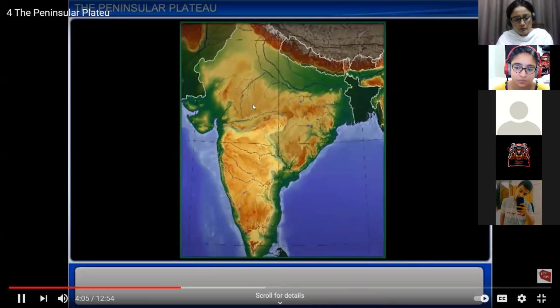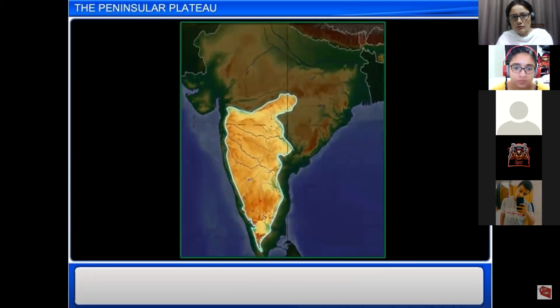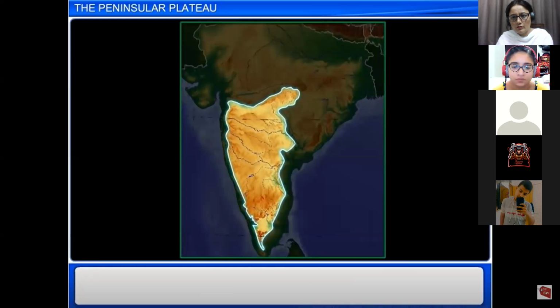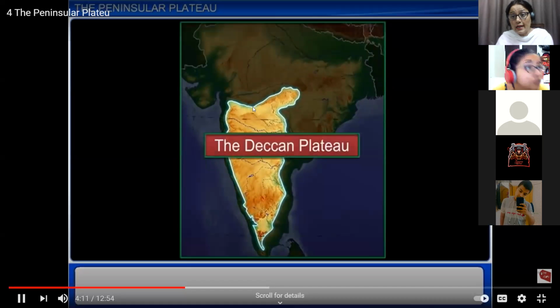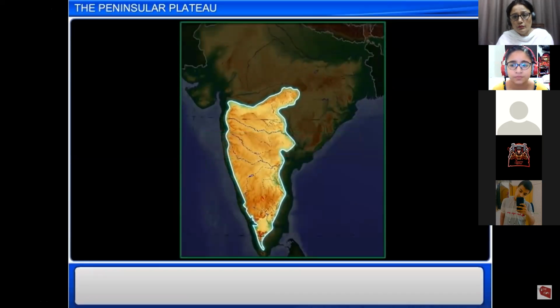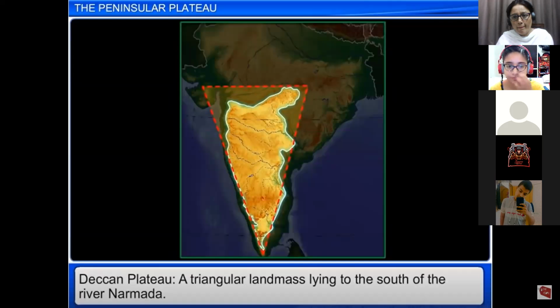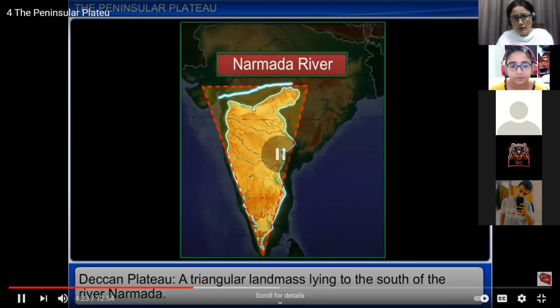Now, we move on to the other part of the Peninsula Plateau, the Deccan Plateau. So this is Deccan, Dakshin, south. If you observe the shape of the plateau on the map, you will see that it is a triangular landmass lying to the south of the Narmada. So here we have the river Narmada. Above it is also the Vindhya. The Vindhya is here too.